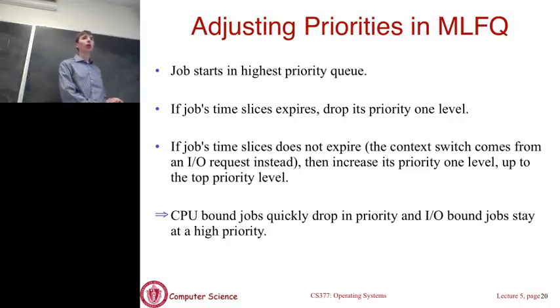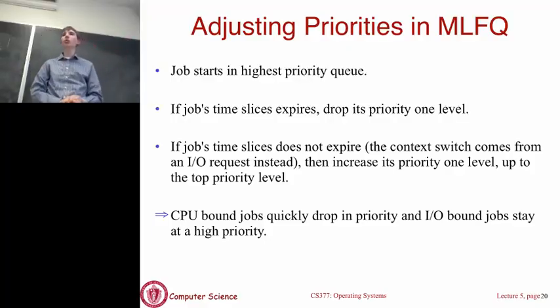It's just going to start in the highest priority queue. So every job that arrives is going to be put into the queue with priority 1. Now, again, we're doing round-robin scheduling. So we're giving each job in the priority 1 queue a specified time slice. And when a job's time slice expires, we're going to drop its priority level. Now, if a job's time slice expires, what's the intuition behind doing that?